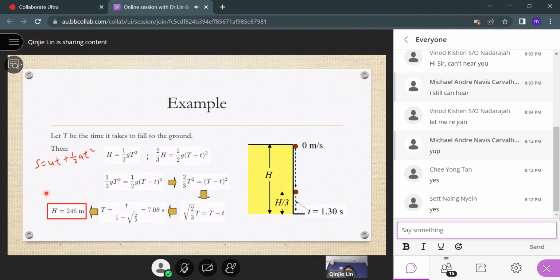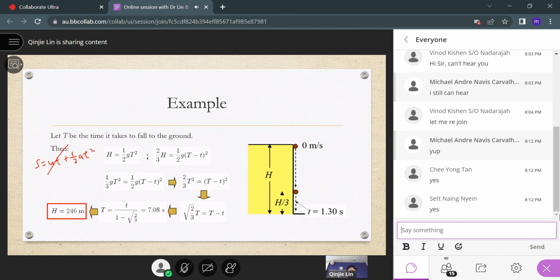So if you take a look at the equation, S is the displacement. That means distance traveled also. It's the whole thing, from the top to the bottom. That's why it's H. So on the right hand side, this UT, why does it disappear? Because initial velocity is 0. So this UT disappeared, no more. Then you're left with this half AT squared, which you will put in. So half AT squared, the time taken is capital T, and then acceleration, they put g.